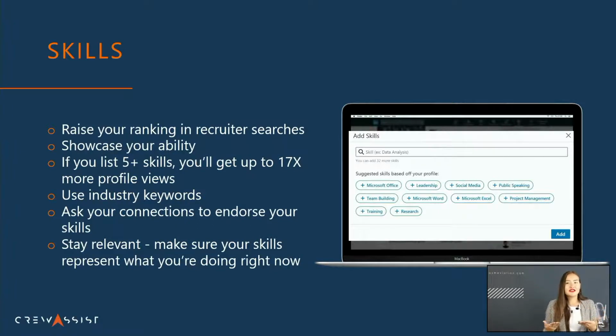Ask your connections to endorse your skills. So that's an interesting thing. For example, you can ask your colleagues, your boss, or whoever you want, to go on your profile and say, okay, this guy actually has this skill, he is really good at it. I can just click endorse. And if you're friends, you can also go to their profile and endorse their skills. This is how it works.